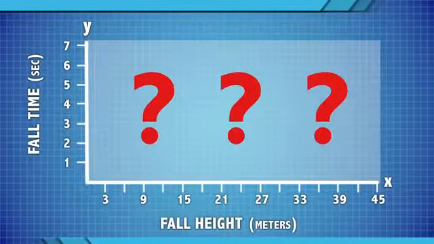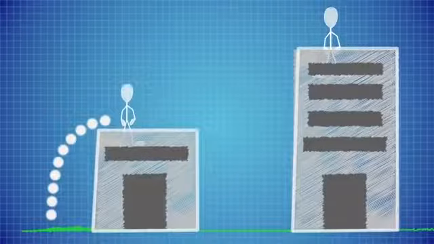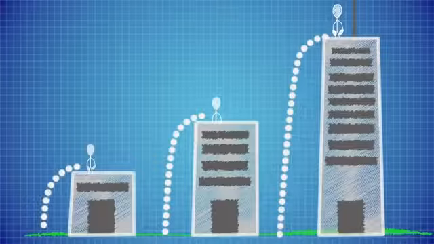Let's go see. You find some buildings that are relatively short so that you can measure their height with a ruler, and you drop things off those buildings, and you time the falls. Try a short building, measure the fall. Try a slightly taller building, measure the fall. It's taller still, measure the fall. And then you look for the relationship between the time it took for the fall and how tall the building was. And lo and behold, you discover there is a relationship.